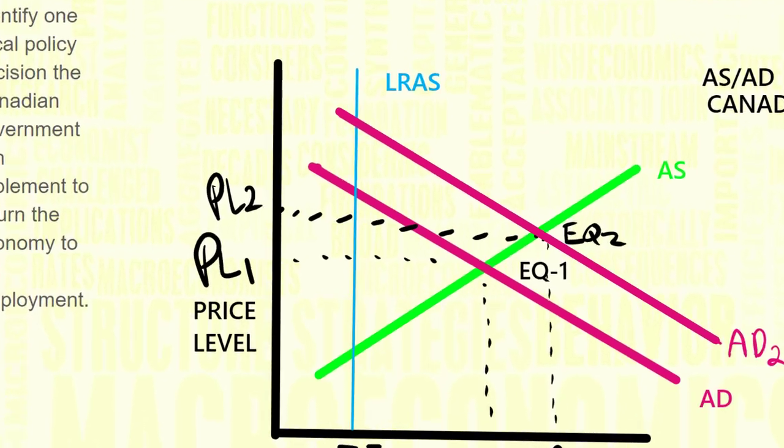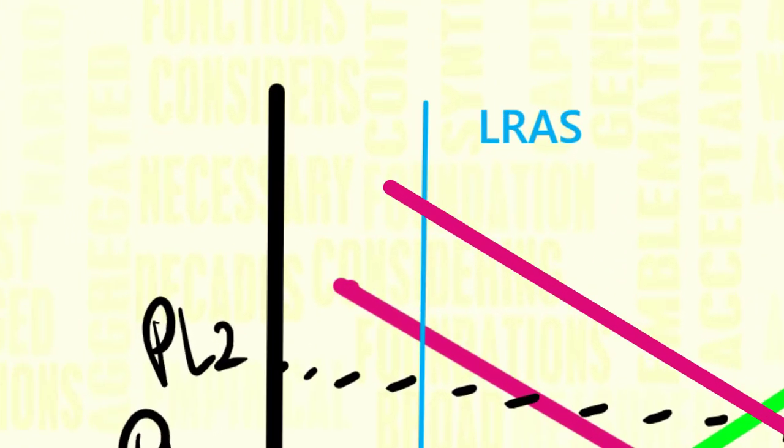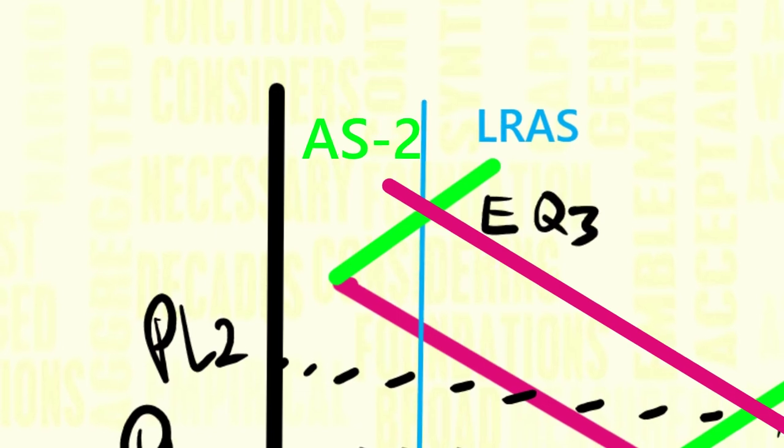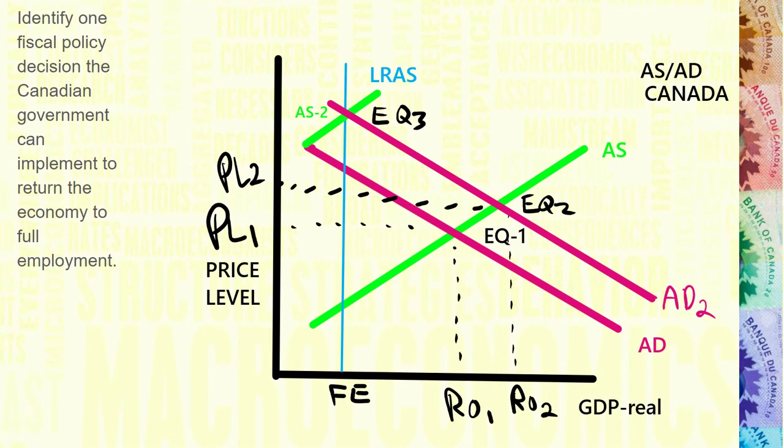Well, let's draw it out and make sure we're looking at it correctly. It's right here. That would in fact create EQ3. We'll jot that in here. And how was it done? It was done by pushing the aggregate supply line to the left.